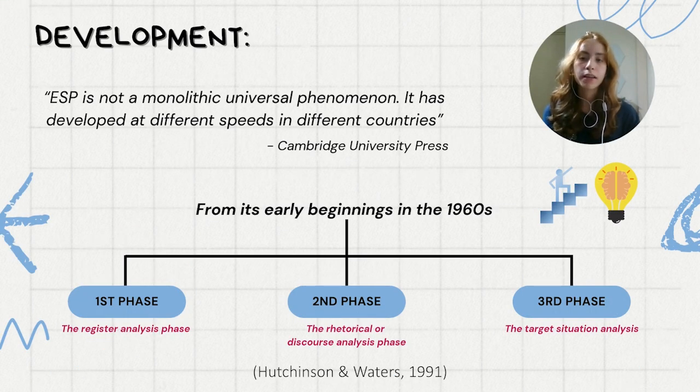Now that we have already explored the definition and origins of ESP, it's time to delve into its development. ESP has gone through different phases of evolution since its beginnings in the 1960s. And as Cambridge University Press said, it happens at different speeds in different countries. The thing is, by knowing how this occurs, we can be aware of the different possibilities or issues that might happen when we have to make decisions as teachers or even as mother tongue students. So, there are mainly three phases, which we will discuss in the following slide.